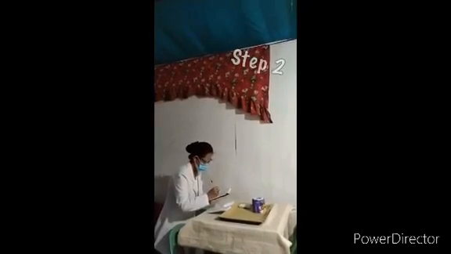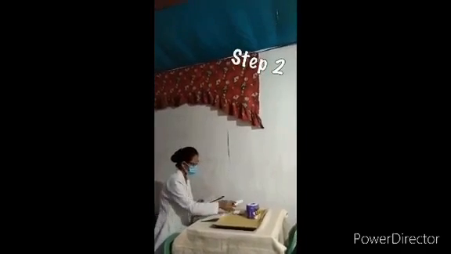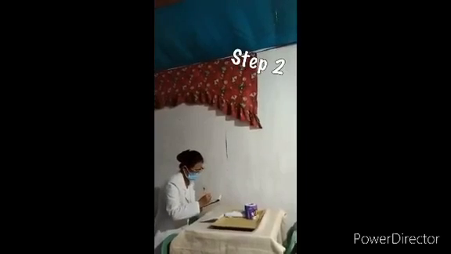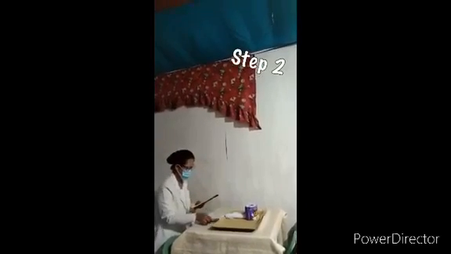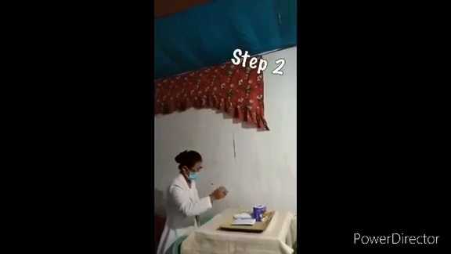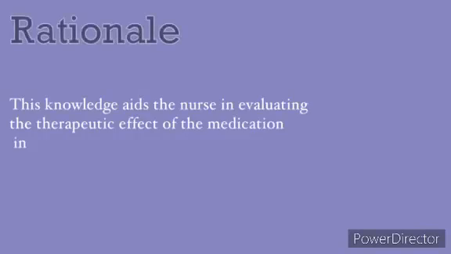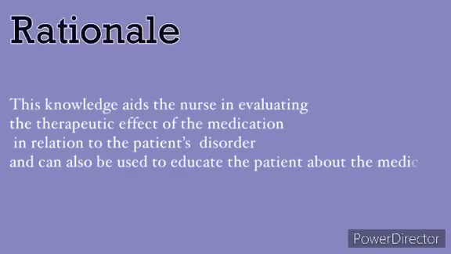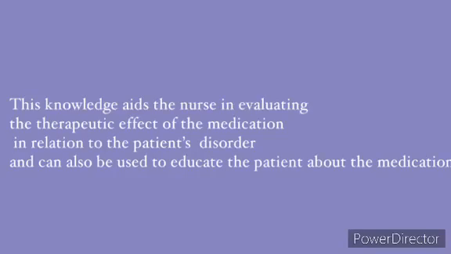Step number 2. Know the actions, special nursing considerations, safe dose ranges, purpose of administration, and adverse effects of the medications to be administered. Consider the appropriateness of the medication for this patient. Rationale: this knowledge aids the nurse in evaluating the therapeutic effect of the medication in relation to the patient's disorder and can also be used to educate the patient about the medication.